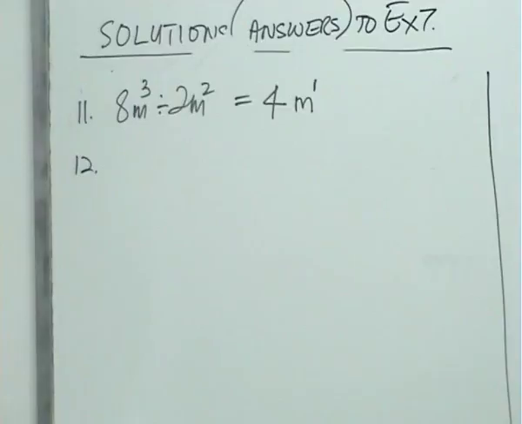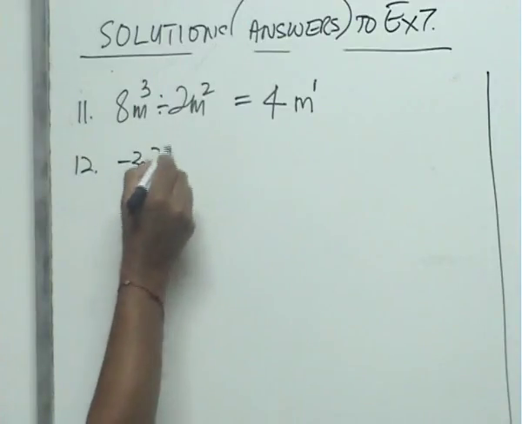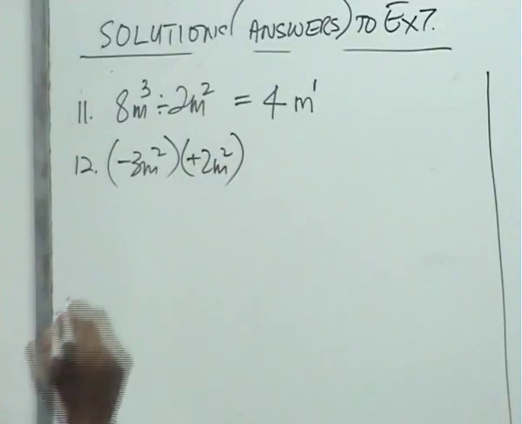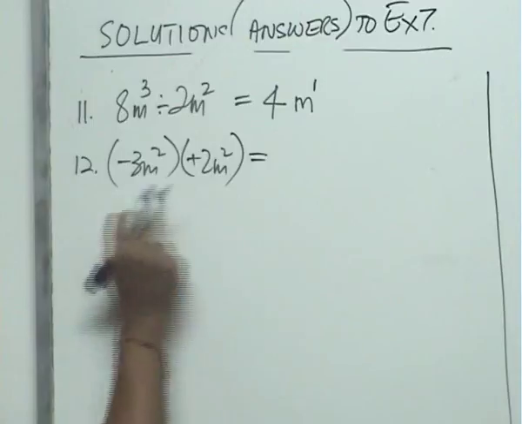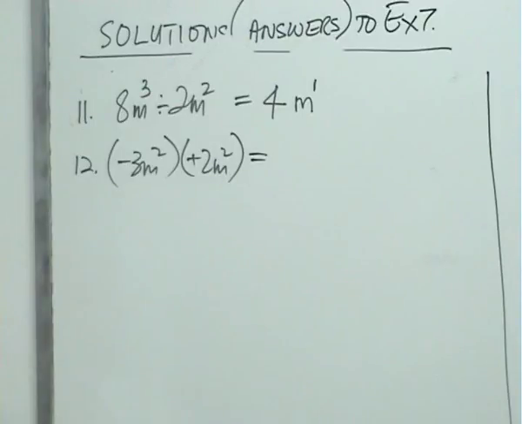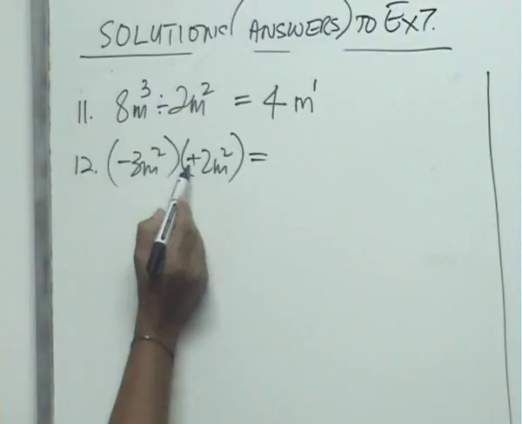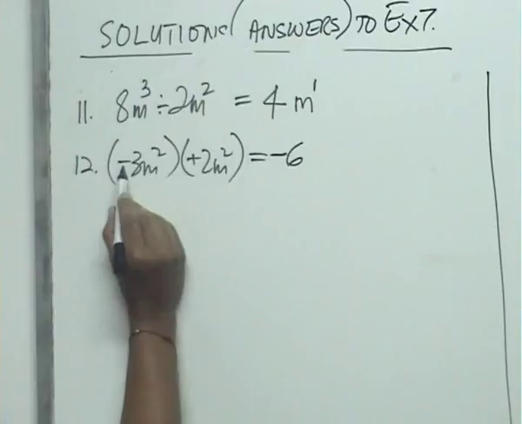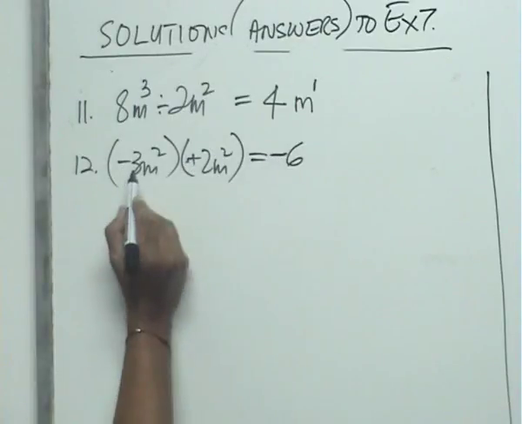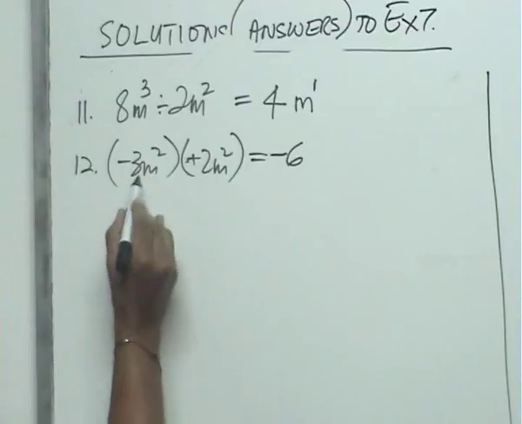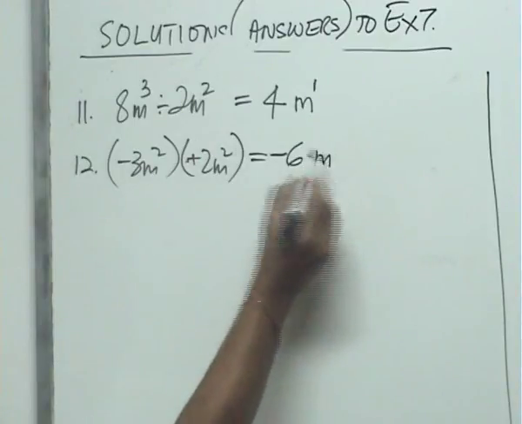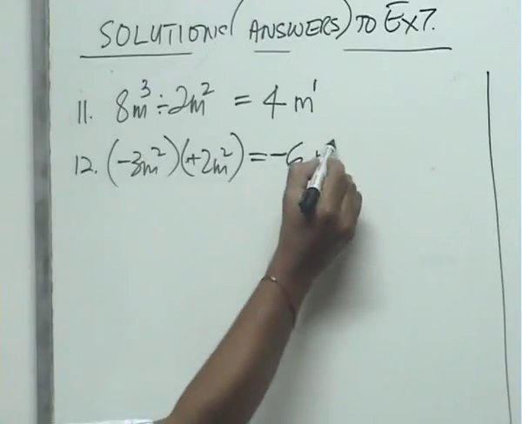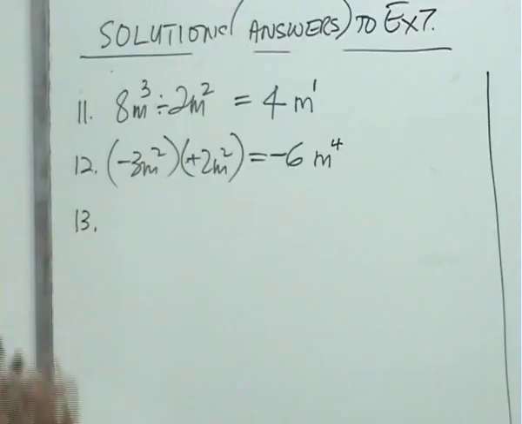Number 12. Minus 3m squared in bracket plus 2m squared in bracket. Now, the bracket means we're multiplying. So, minus 3 times plus 2 will give you minus 6. Remember your integer rules. Minus times a plus is minus. 3 times 2 is 6. Now, for the powers, m squared, write down m. And because we're multiplying, we're going to add the indices. 2 plus 2, 4.